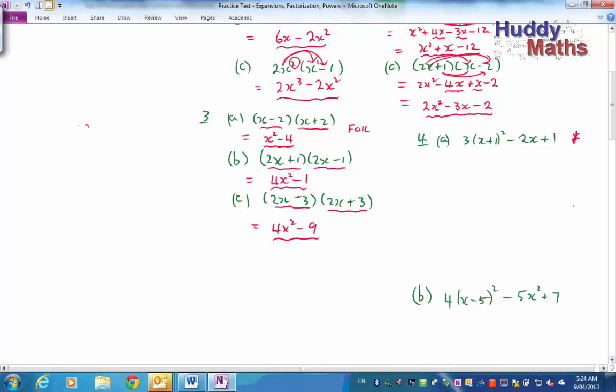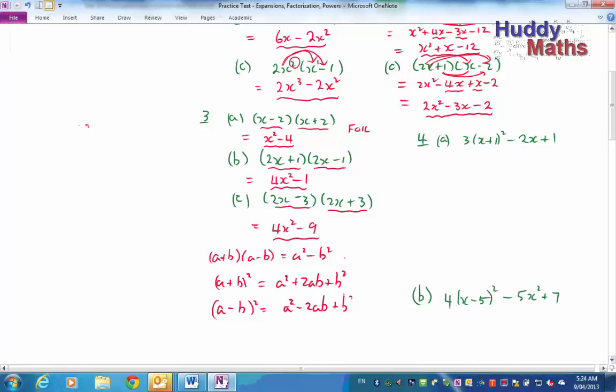So we'll just go back and do that again. a plus b by a take b gives a squared take b squared, a plus b all squared gives a squared plus 2ab plus b squared, and a take b all squared gives a squared take 2ab plus b squared. So you can always check it with FOIL, but it's quicker if you can recognise that that's the pattern that's always going to happen in those special cases.